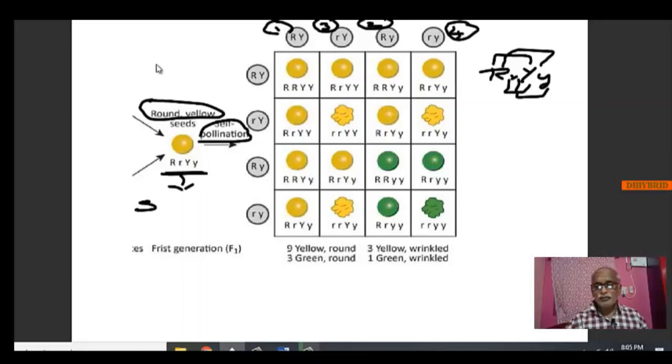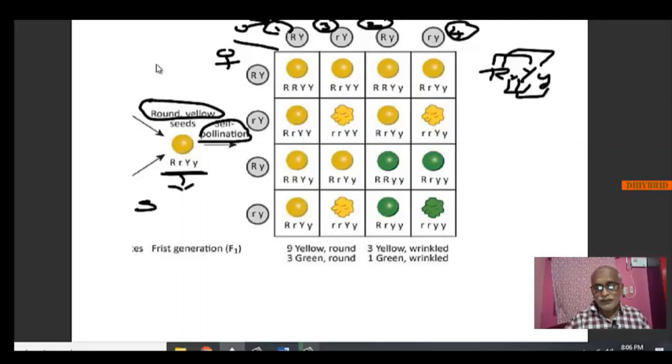So when we are self-pollinating, we know that one will come from a male parent, another will be coming from a female parent. So we will just multiply. When we are multiplying these gametes, for easy understanding, we have the phenotype and genotype like this. We have 16 individuals.